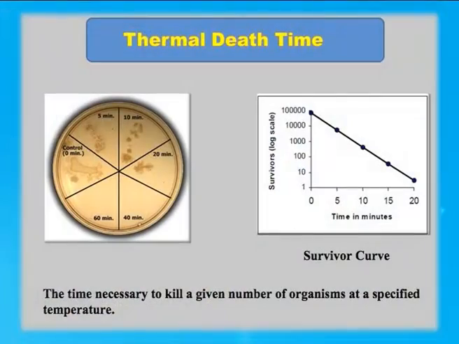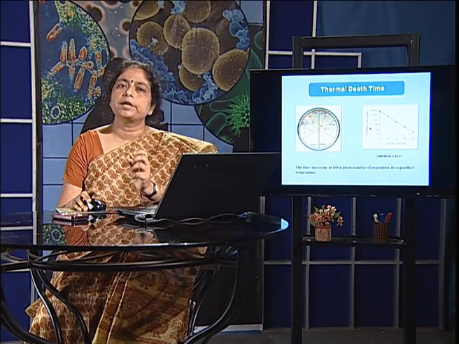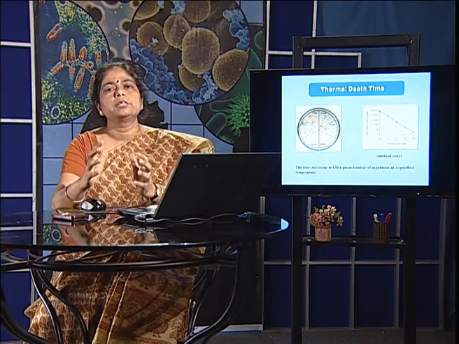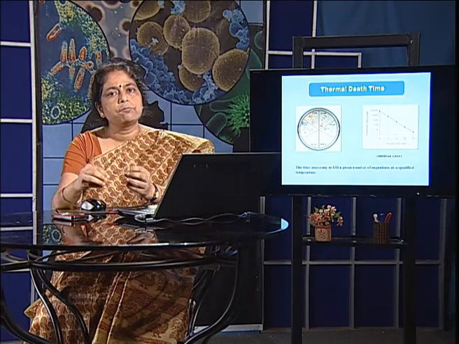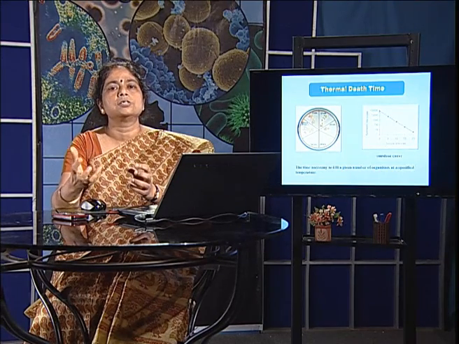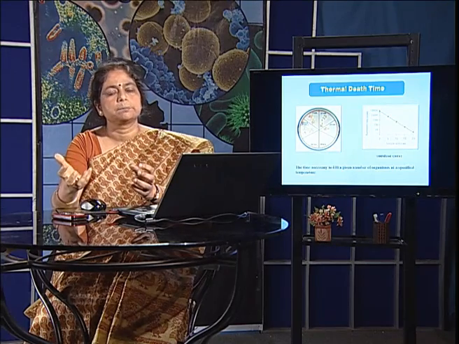Now, when we say resistance exhibited by the microorganism, they have a very important property, which is called the thermal death time or TDT. Thermal death time is the time necessary to kill a given number of organisms at a specified temperature. This thermal death time can be determined with the help of experiments where we subject a particular group of microbes to a specific temperature and then take a set of microbes and incubate it in a cultural media, say a nutrient agar plate.